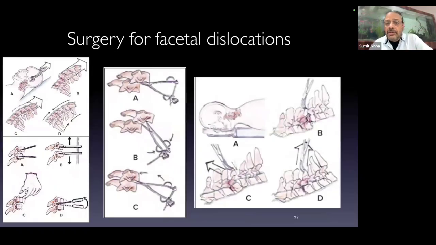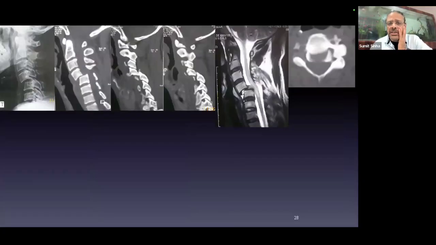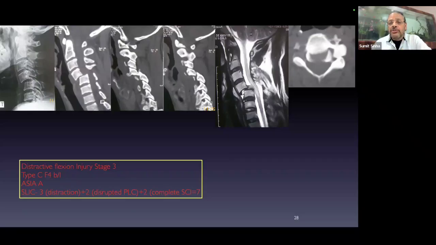So this is how you do the facetal dislocation reduction. This has been given in several books, and I need not go into the details of this. These are my hand drawings in my book, Handbook of Neurotrauma and Handbook of Spine Trauma. You can refer to these diagrams from that book. Now, some examples of this facetal dislocation. This is C4-5 facetal dislocation. You see these are perched facets, bilaterally subluxated facets on CT scan, and MRI shows disruption of the posterior tension band. So this is a distractive flexion injury.